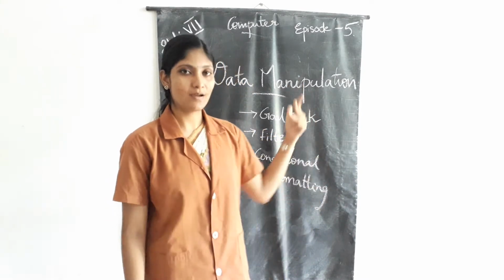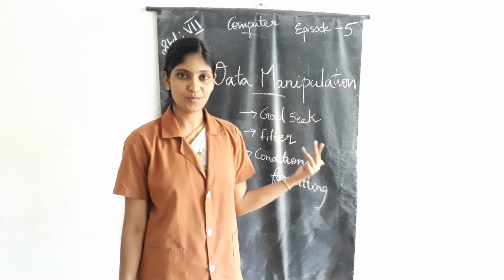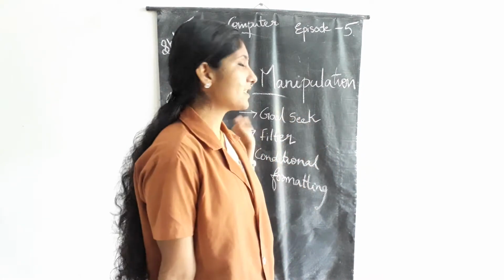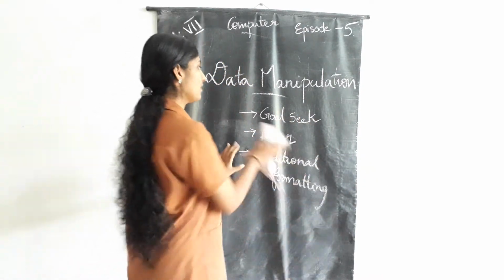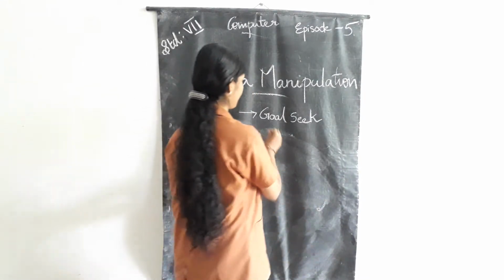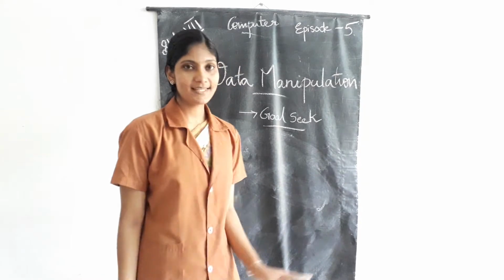So what are the three options here? Goal seek option, filter option and conditional formatting. So let me explain one by one. First one, goal seek option. Goal seek option means there are some steps to find this goal seek option.